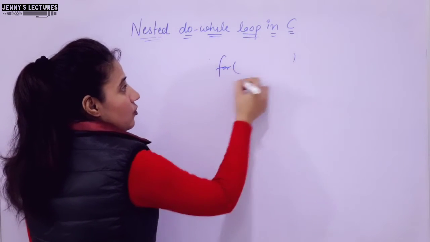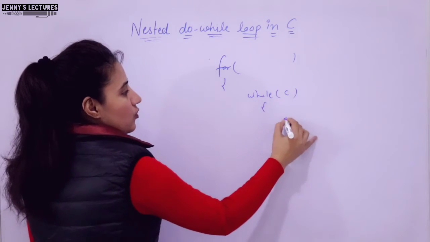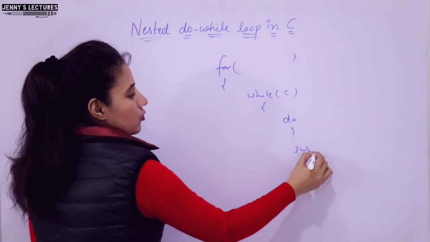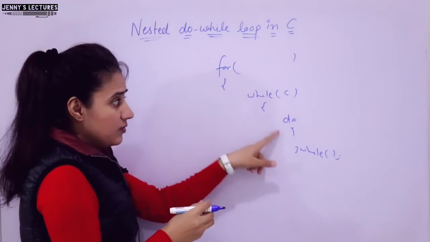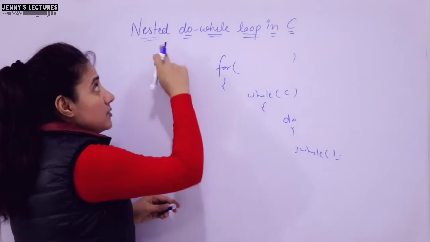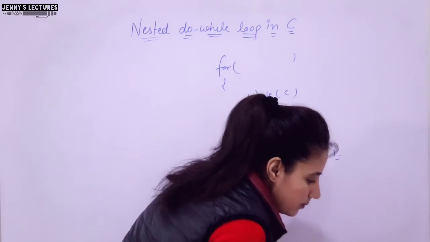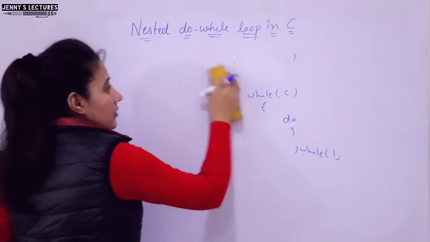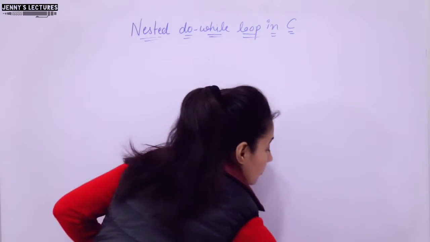First of all, we can write a for loop. Within this for loop we can write while loop. Within this while loop we can write do while loop. That is also fine, right? So you can nest different types of loop also. But here I am saying nested do while means nesting of do while loop, means do while within a do while, right? So see, what is the general syntax of this nested do while loop?